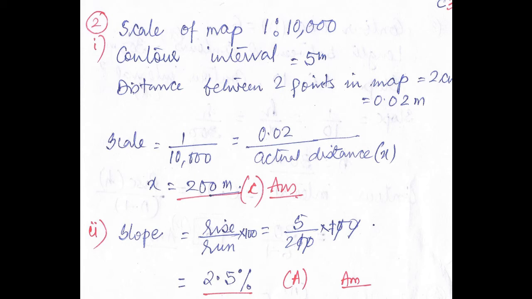Second part, slope is equal to, as we have just seen, the formula of slope is rise by run into 100. So how much is the rise? 5. How much is the run? 200. If we multiply it by 100, we are getting it as 2.5%. So that is option A.